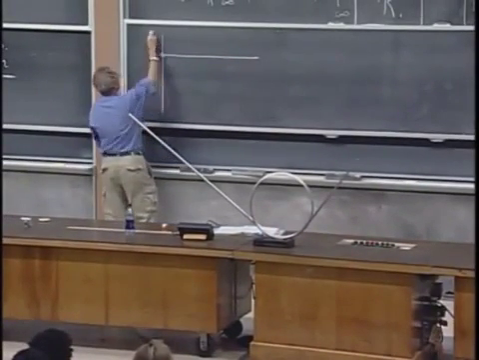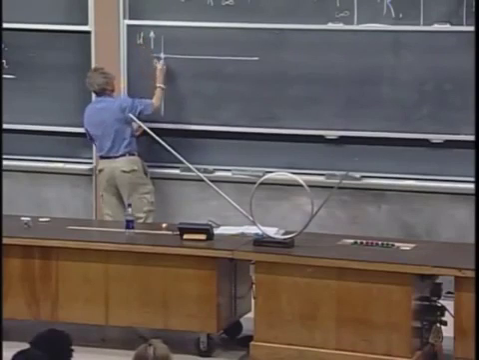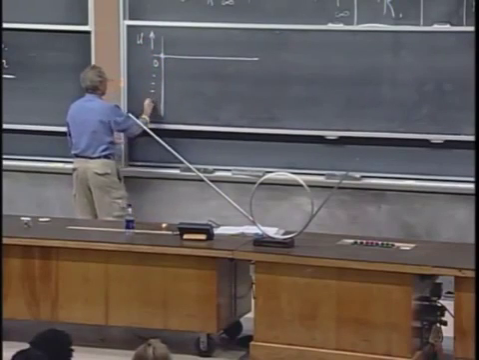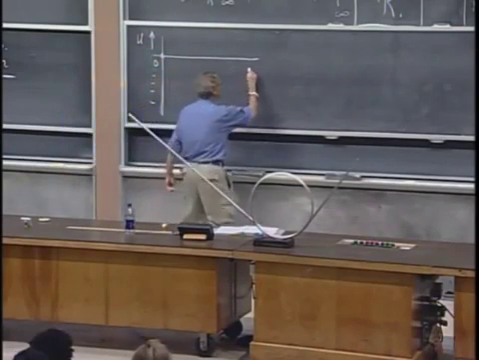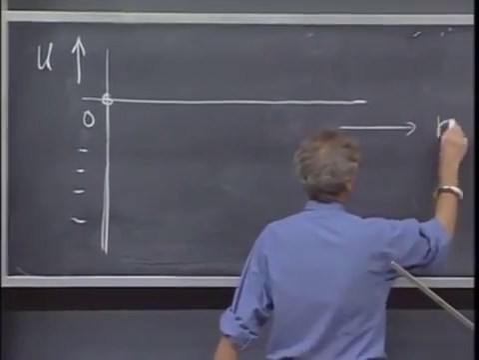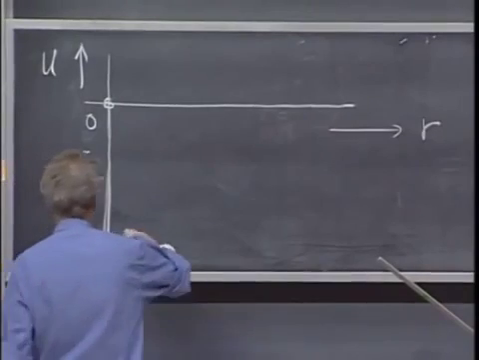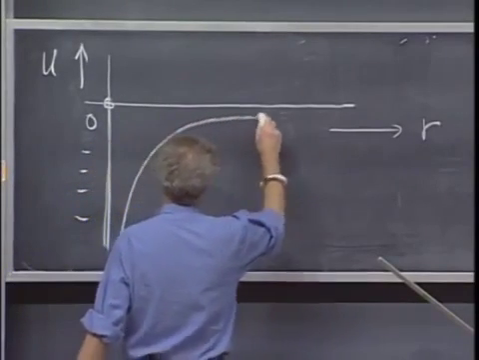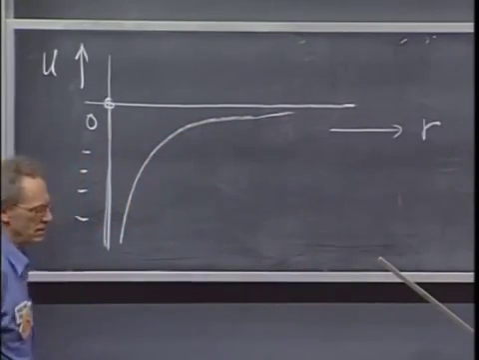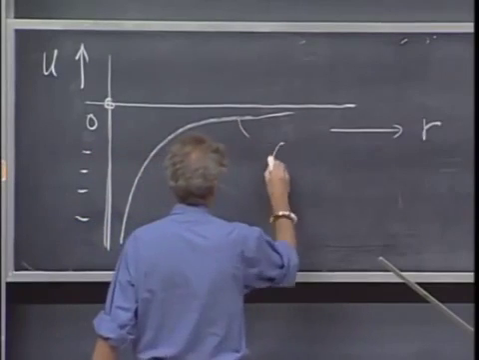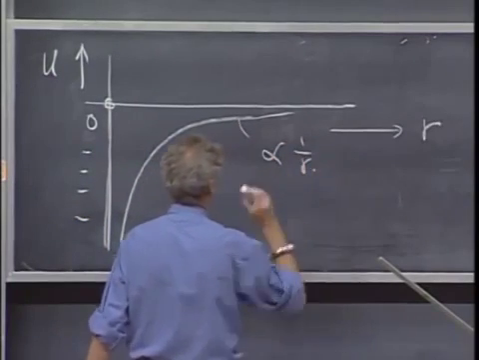Here's 0. This is the gravitational potential energy. All these values here are negative, and here I plot it as a function. I use the symbol little r now instead of capital R. And so the curve would be something like this. This is proportional to 1 over R.